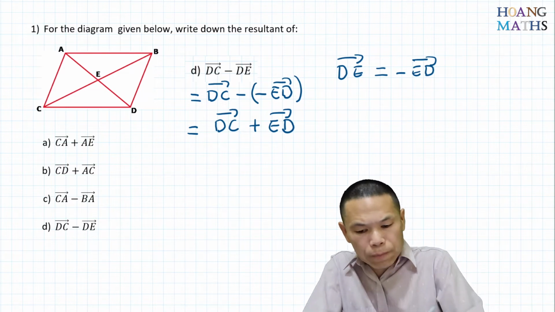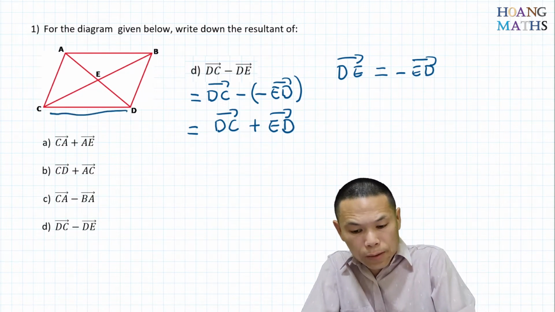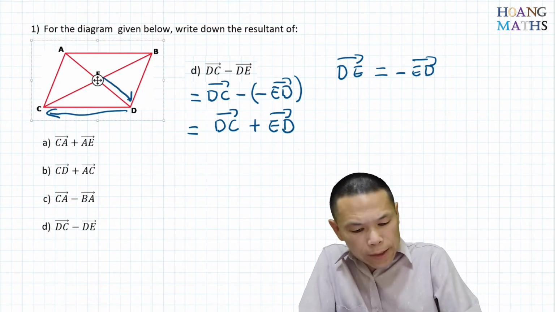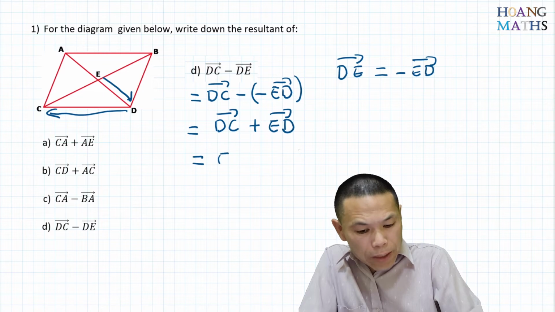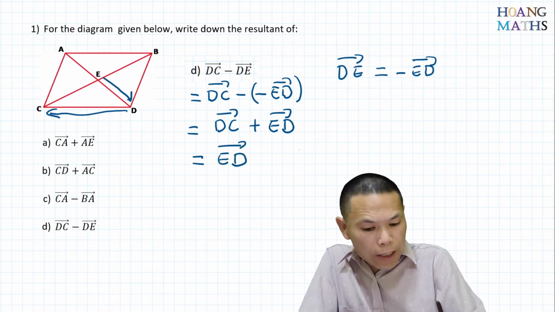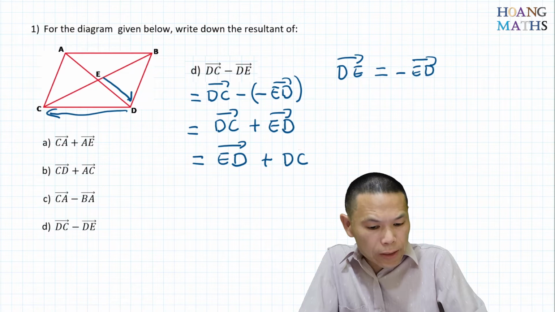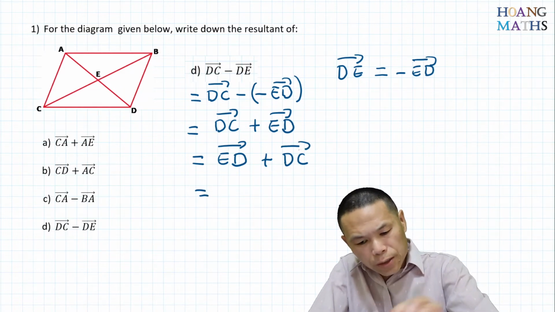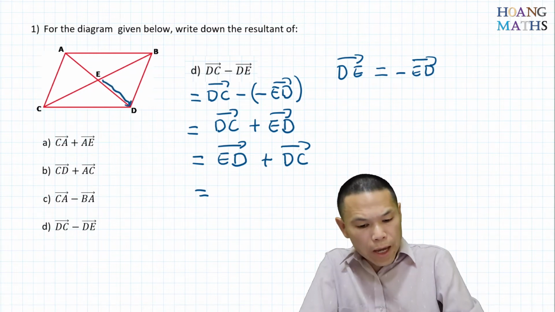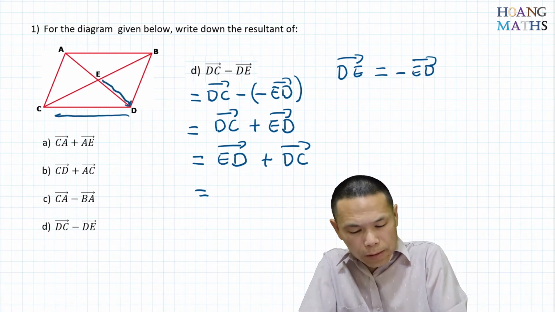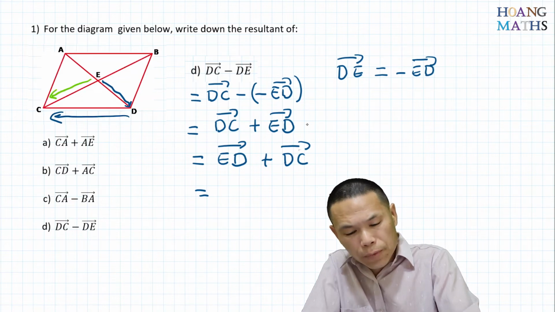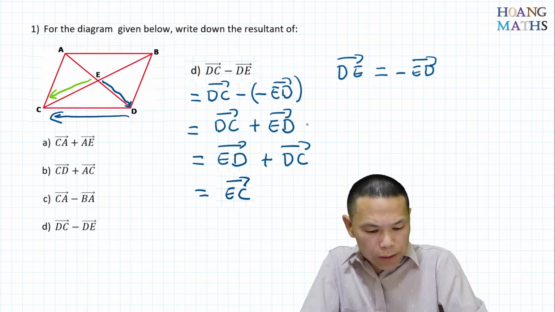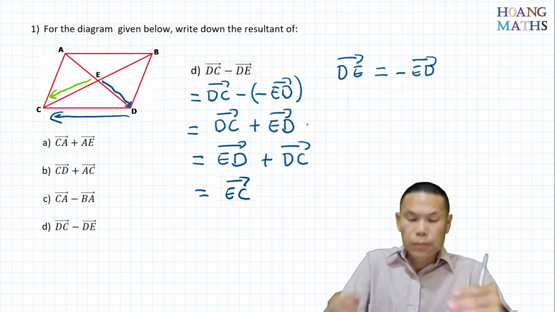So now we have DC, and then we add ED. Therefore, this is exactly the same as ED, and then we add DC. So therefore, we have this vector here. We have ED add DC. So the resultant vector is this one here. So that is EC. There you go.